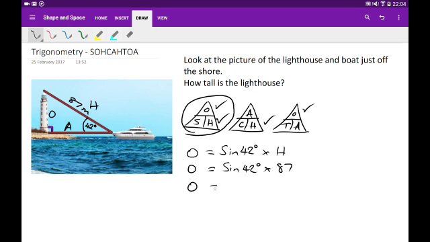Now, the next thing to do is just simply a calculator exercise. We need to type this into the calculator. But be careful, you must make sure your calculator is in degrees because our angle is in degrees. Your calculator could be in another mode, i.e. radians or gradients. Make sure there's a little d or deg on the screen of your calculator.